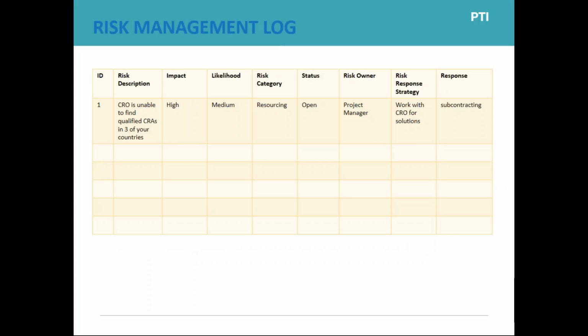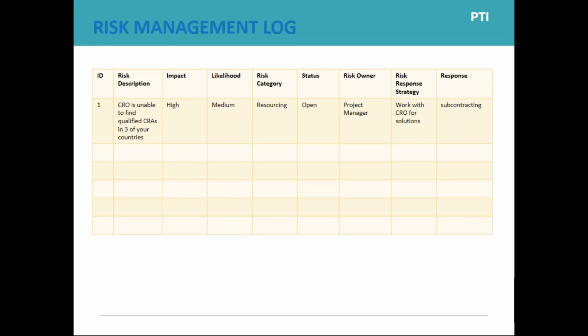And during the study, have a risk management log. So for example, I put here the CRO was unable to find qualified CRAs in 3 of your countries. If that happened, it would have a high impact on your study. You've currently assessed it as medium likelihood, and the risk owner is the project manager at the service provider. And as sponsor, you will work with the CRO for solutions, and you do have the option of subcontracting if necessary if there's a problem in a country.